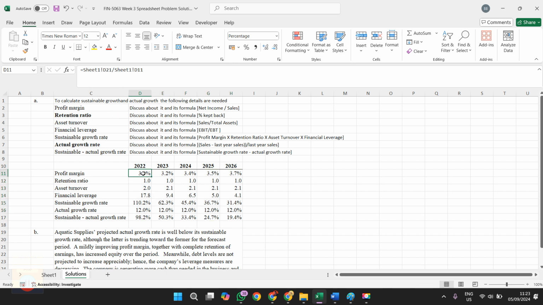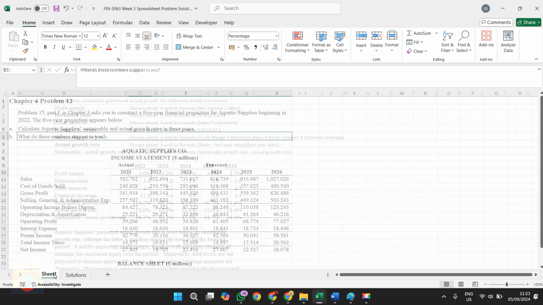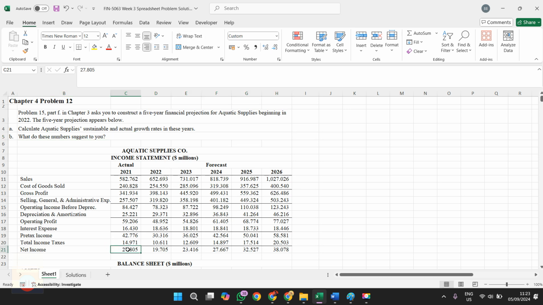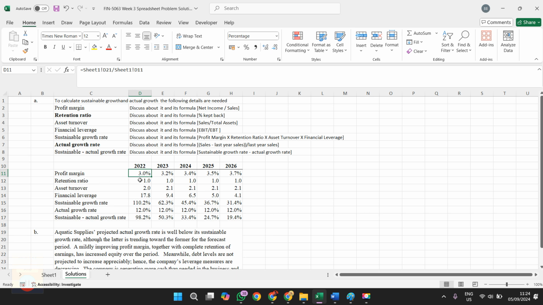Say, for example, profit margin. What does it mean? Net income by sales. If you go to sheet one, what is net income? This is for 2021. Net income is this, divided by sales, which is this. When you divide these two, you get 3%.